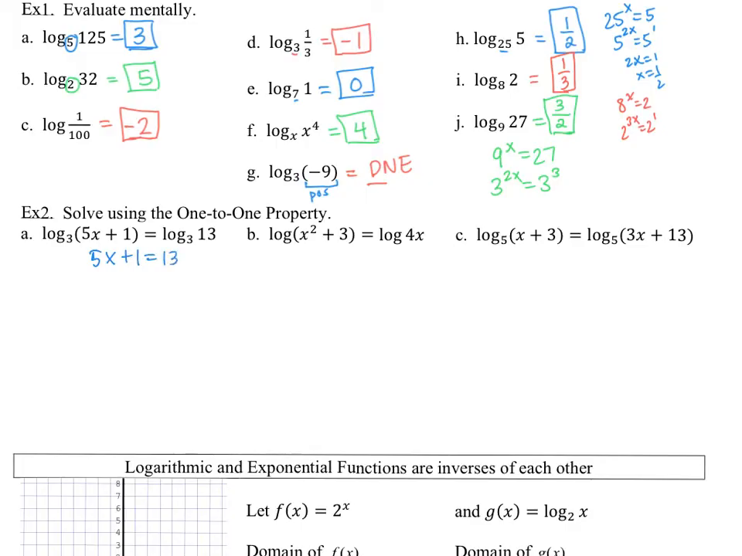Okay, I did not cancel the logs. It's just that because the logs are equal, their arguments must also be equal. Okay, if I solve this, 5x equals 12, x equals 12/5.